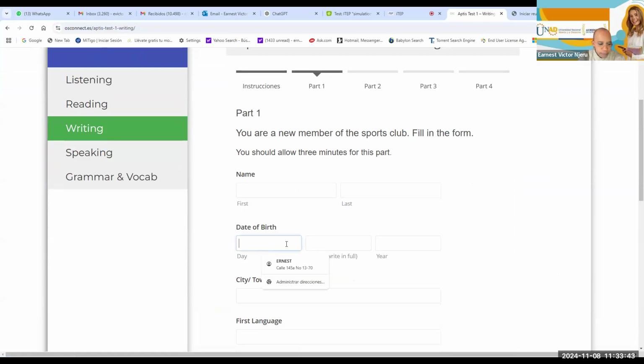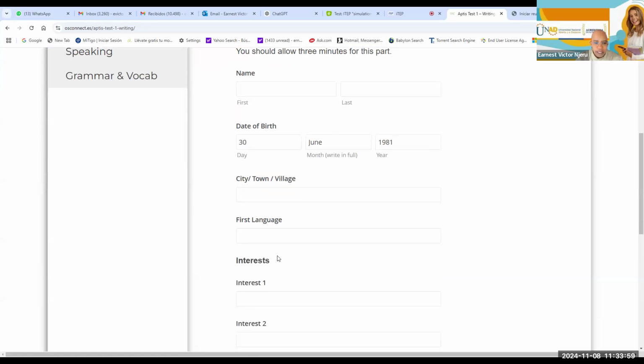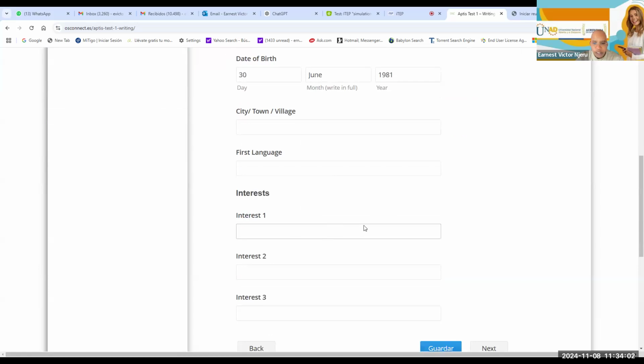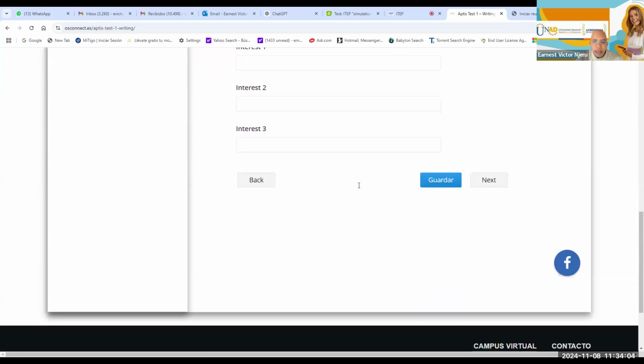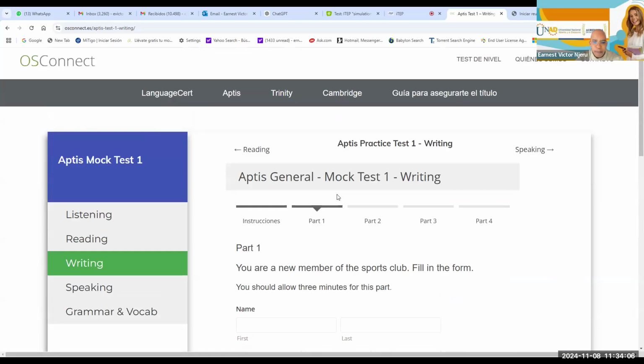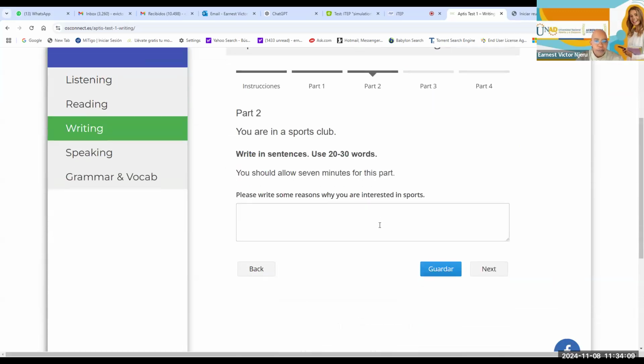The date of birth, for example, you are supposed to write in caps the first one, June. And then you write the year that you are born. Good. So then the city you write, etc. Your interest here, as I was mentioning, you are supposed to write a complete sentence and show the importance. Then part 2, you are supposed to give reasons why you are interested in sports. Just show the justification and arguments.